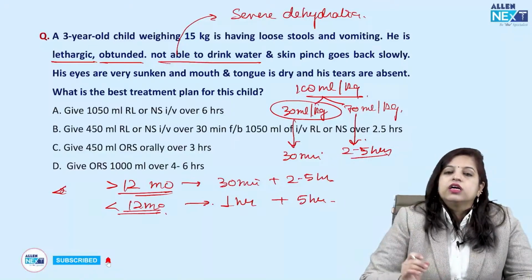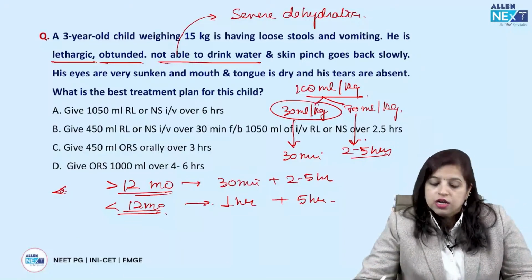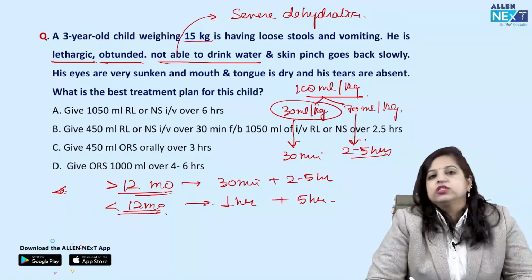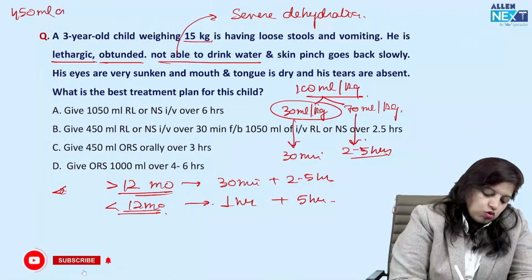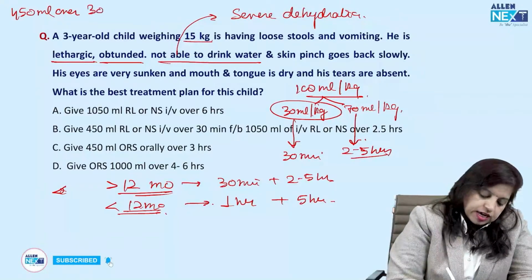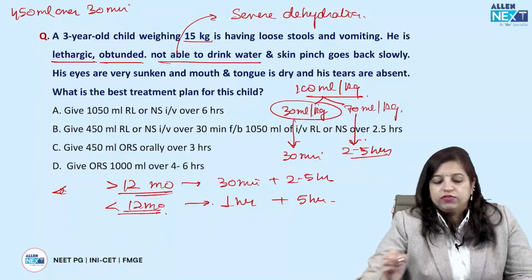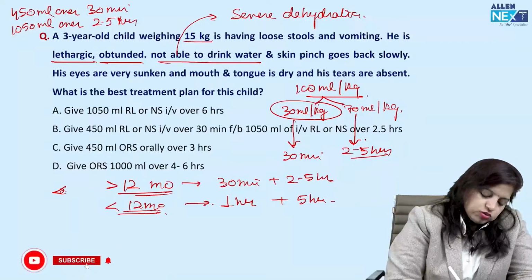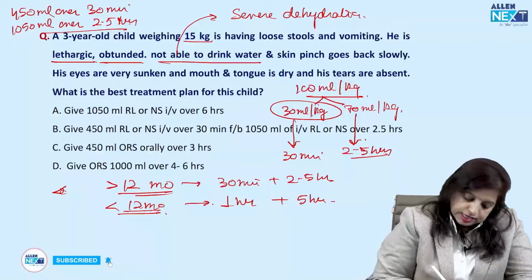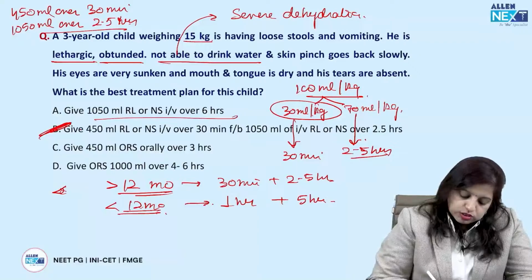It is very important that you divide the fluid into 30 ml per kg and 70 ml per kg. So in this case, we know 15 kg is the weight of the child. So initially we will give 450 ml over 30 minutes. And then it should be followed by 15 kg into 70, which comes out to be 1050 ml over the next 2.5 hours, right? So can you see any option which has both of these? Yes, this is the B option, and this is the correct option. Rest all options are wrong.